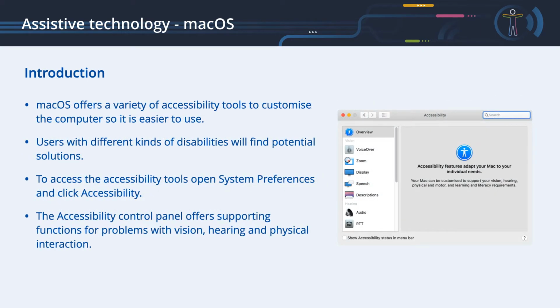macOS offers a variety of accessibility tools to customize the computer so it is easier to use. Users with different kinds of disabilities will find potential solutions. To access the accessibility tools, open System Preferences and click Accessibility. The Accessibility Control Panel offers supporting functions for problems with vision, hearing, and physical interaction. In the following sections, we will introduce and demonstrate these tools and functions.